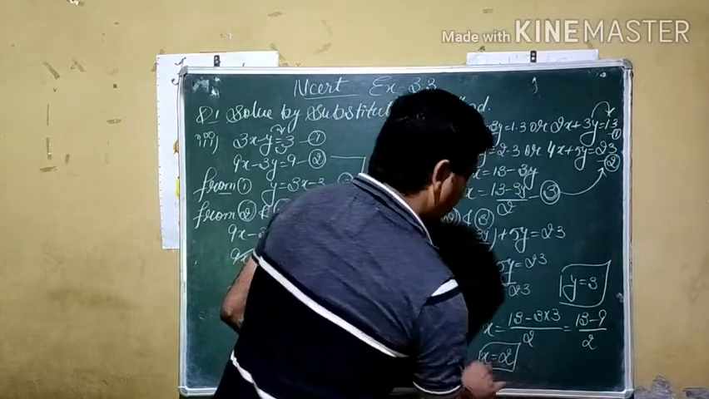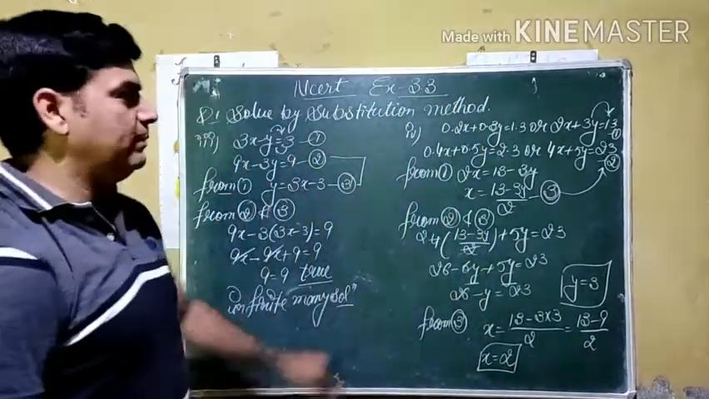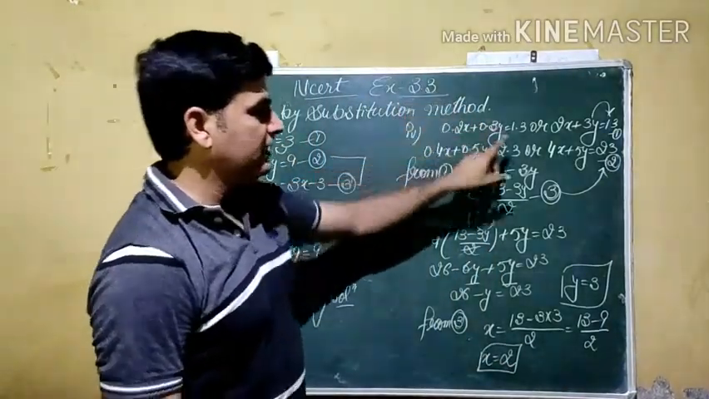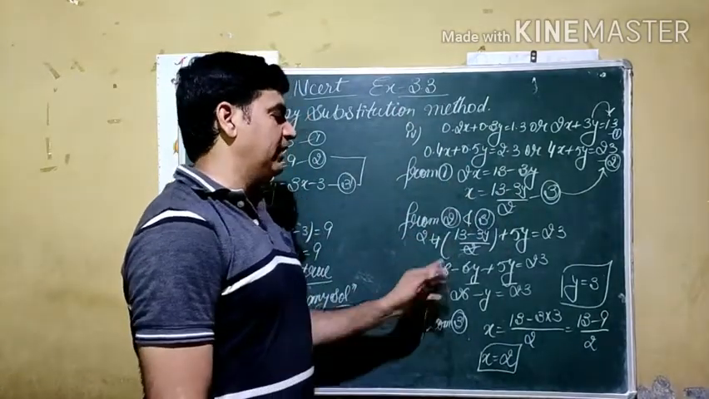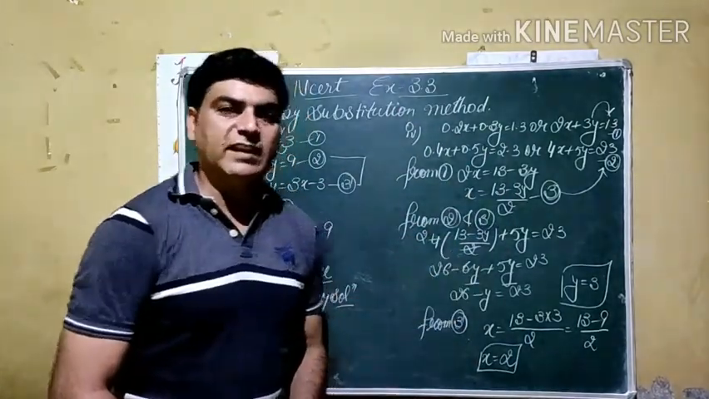So like this we can find the value of x and y by removing the fraction first, then using the value of one variable in the other equation and getting both the variables.